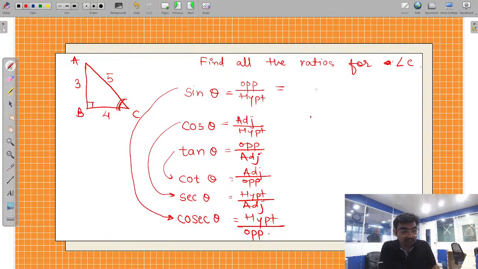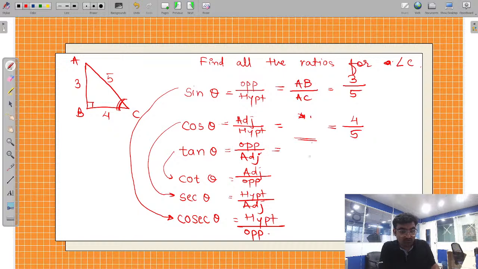It is AB. Correct. Upon hypotenuse is AC. The length of AB is 3 and AC is 5. Correct. Now the next is adjacent upon hypotenuse. So adjacent is, okay, I am giving this space for you to write down the ratios. Okay, I'll just write the values, and it is 4 by 5.